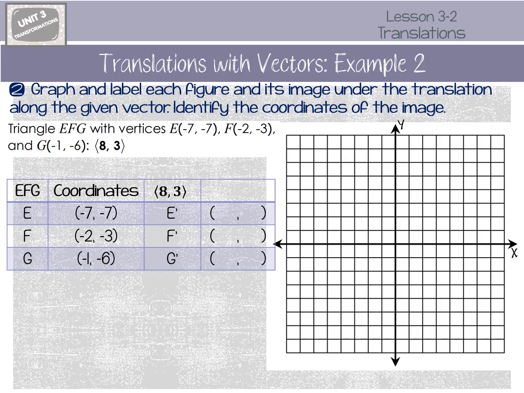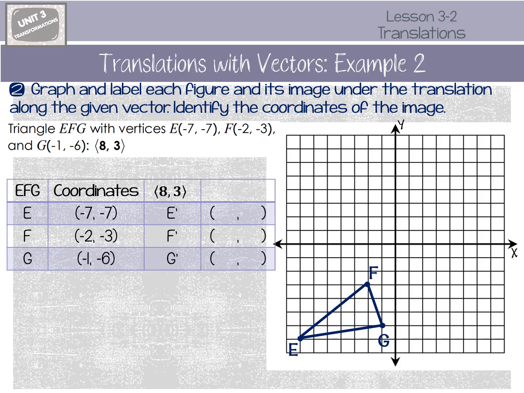Translations with vectors, example 2. Graph and label each figure and its image under the translation along the given vector. Identify the coordinates of the image. Triangle EFG has vertices E at negative 7, 0, F at negative 2, negative 3, and G at negative 1, negative 6. There's our original triangle. That would be our pre-image.